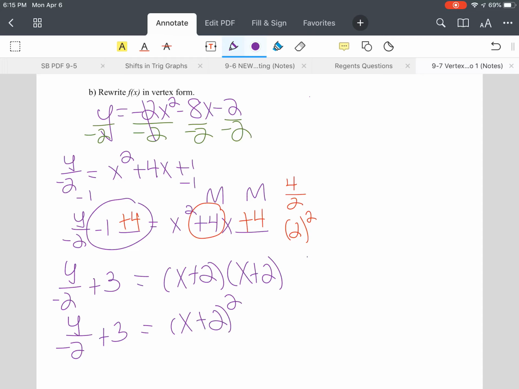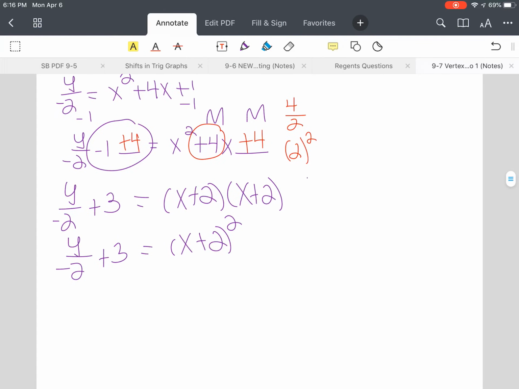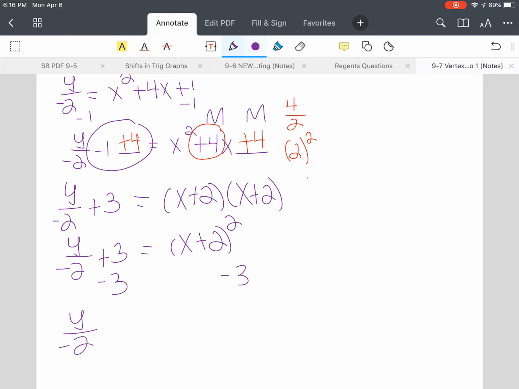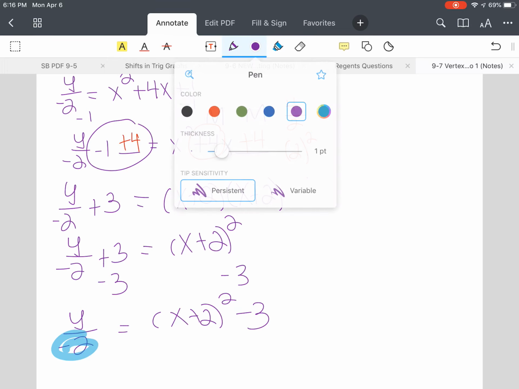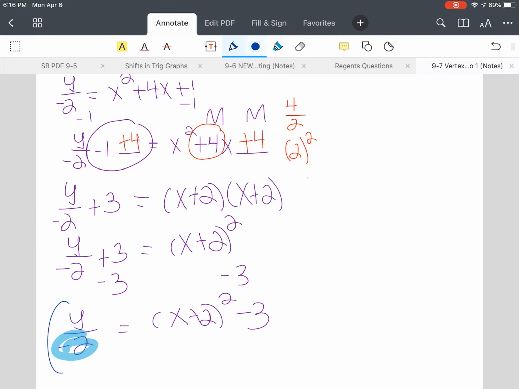Okay, we're almost there. Let's subtract 3 from both sides to bring that over. So I have y over negative 2 equals x plus 2 squared minus 3. Now this is where we would normally have ended last time, but we have a little bit of a problem because we have this divided by negative 2. So what we are going to do is we're going to multiply everything through by a negative 2. That's going to get rid of that negative 2.